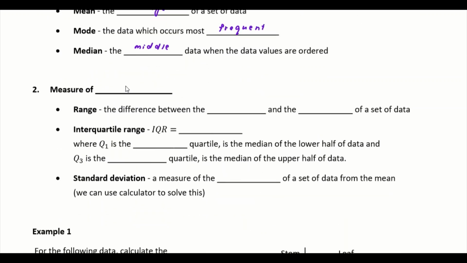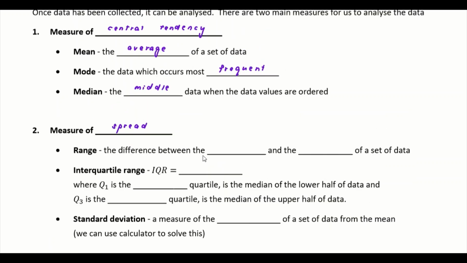Okay, then after that, the second one, we have measures of spread. So this one basically tells us how spread out your data is. Okay, so normally there are three main measures as well. So the first one is the range. So the range is the difference between the highest value and the lowest value in the data.